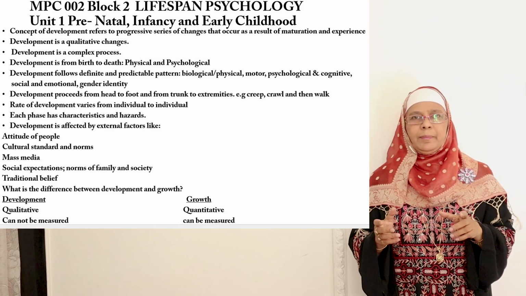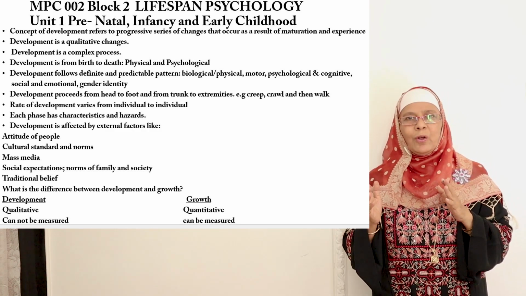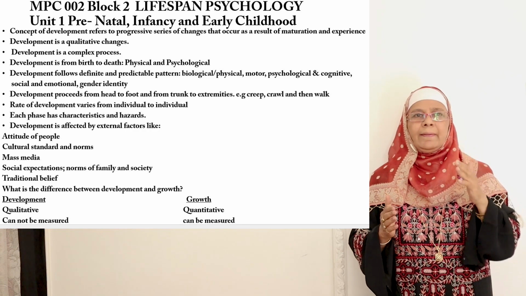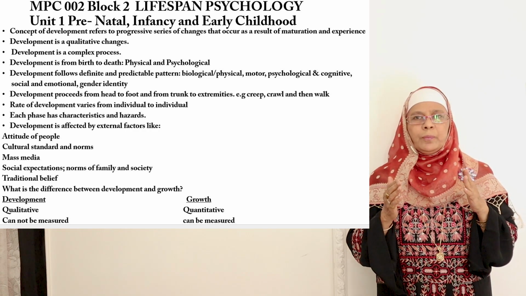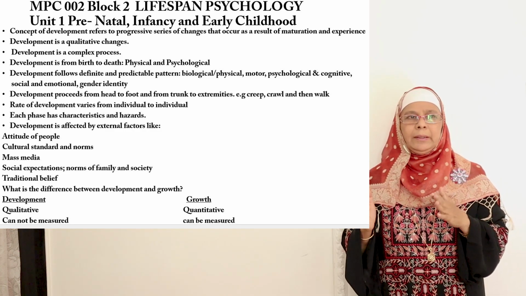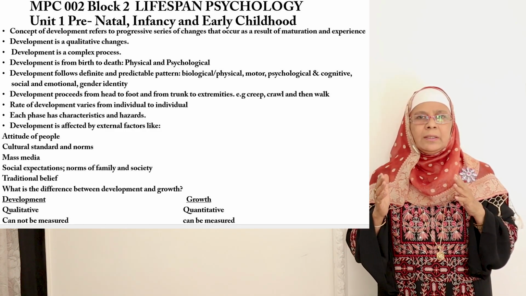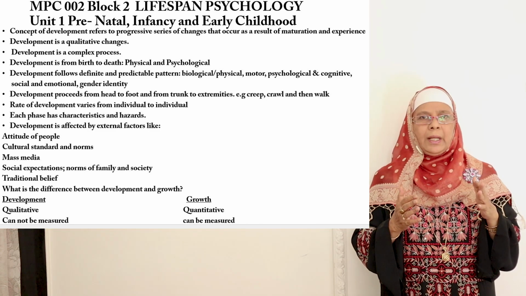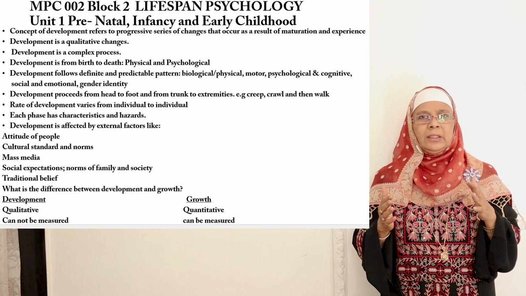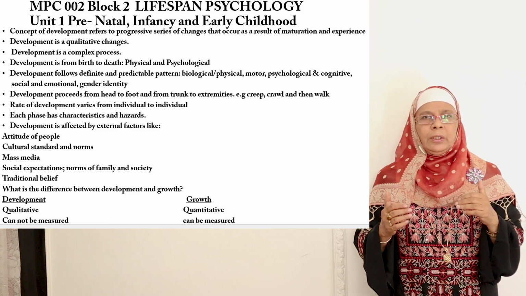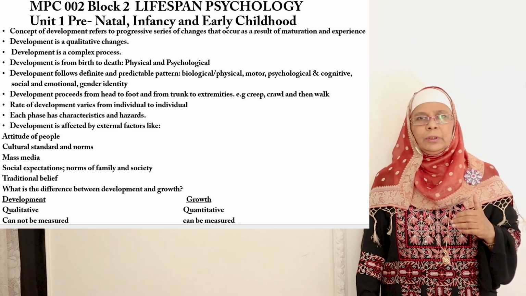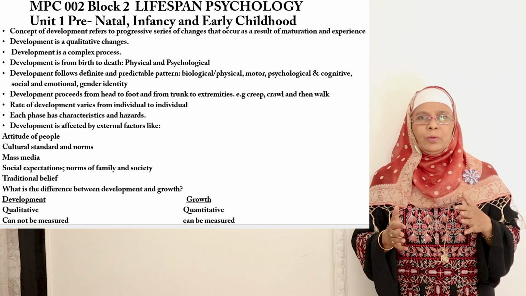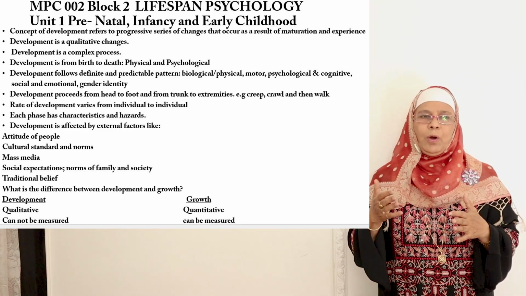Development is a qualitative aspect. It is also a complex process. It starts from birth and it ends at death. Development also follows a definite and predictable pattern. Development is in the sense of physical as well as psychological. So, physical development and motor development give the child independence. It also starts from the head to the foot and from the trunk to the extremities. For example, a child first crawls, then creeps and then walks.